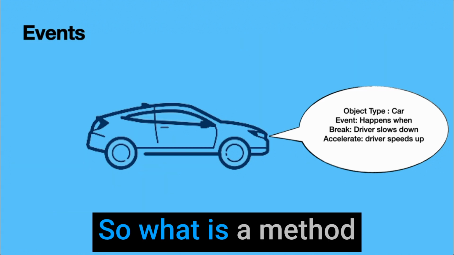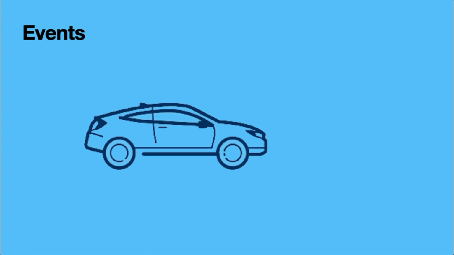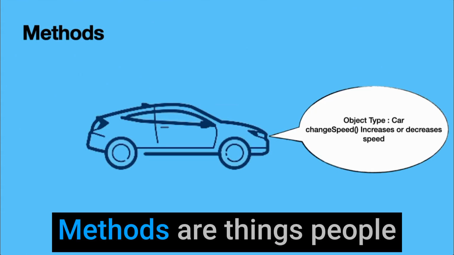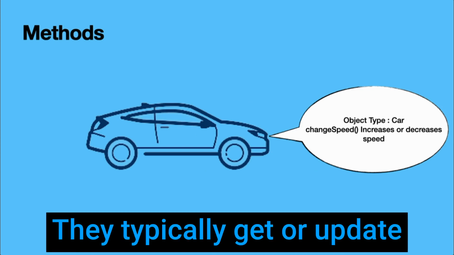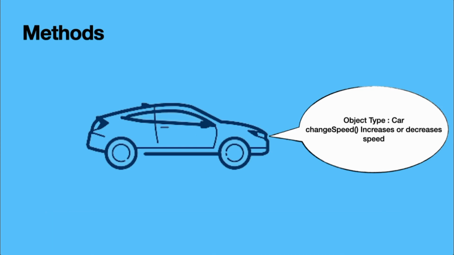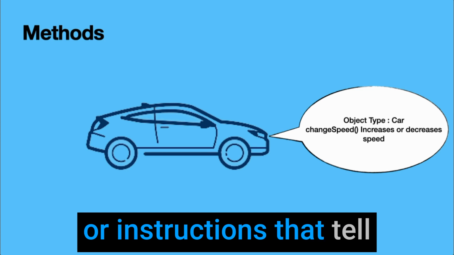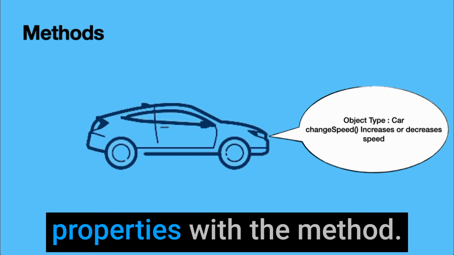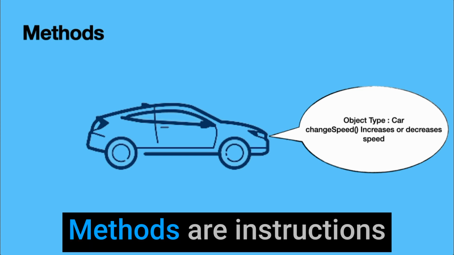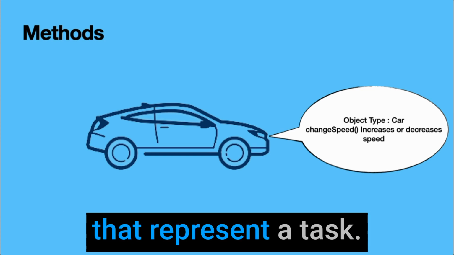So, what is a method? Methods are things people need to do with objects. They typically get or update values of properties. These are like questions or instructions that tell you something about the object, and you can change one or more properties with the method. Methods are instructions that represent a task.